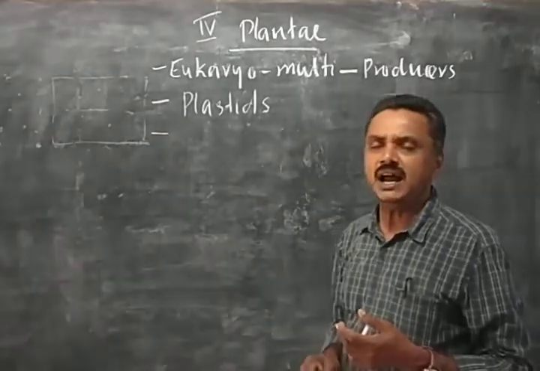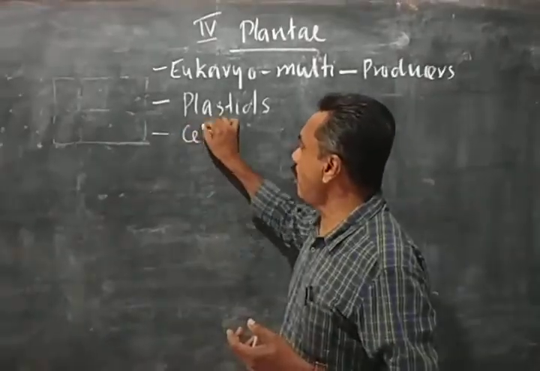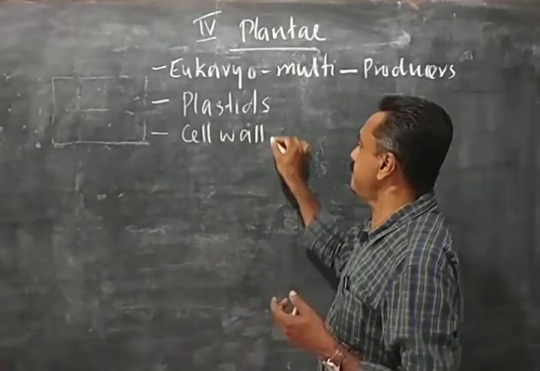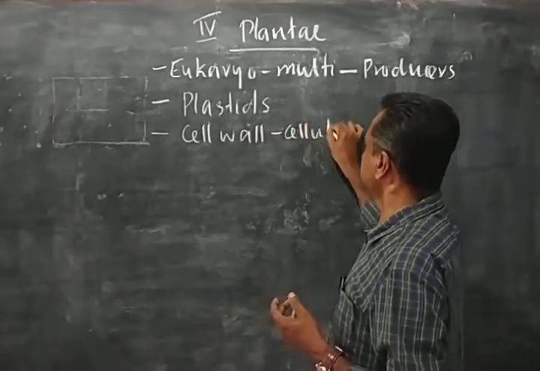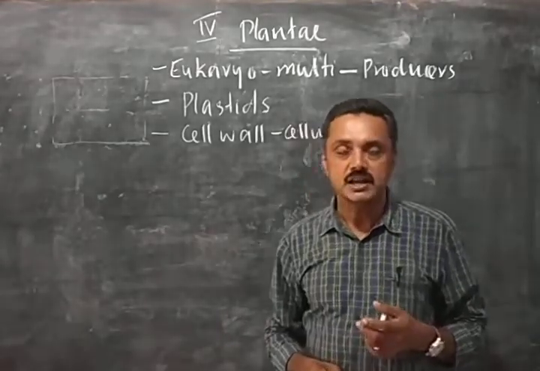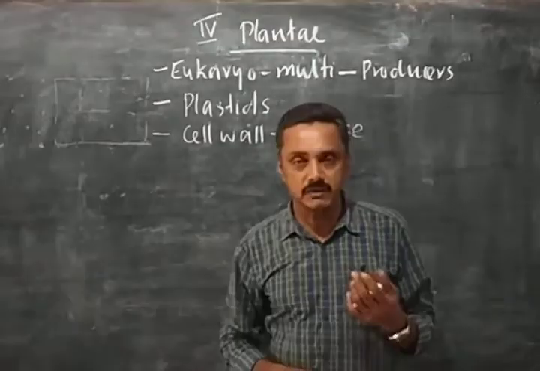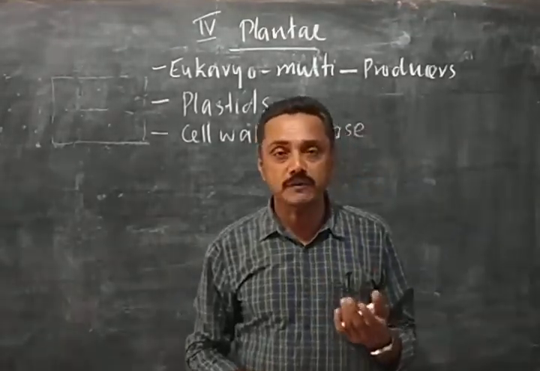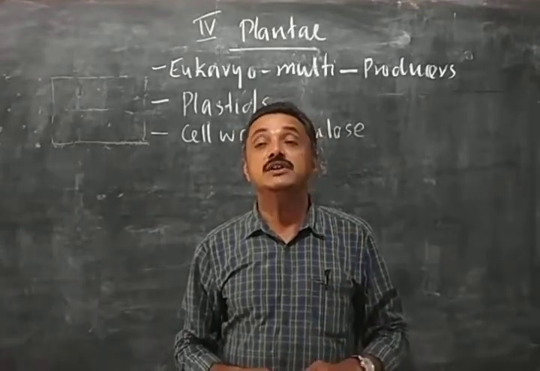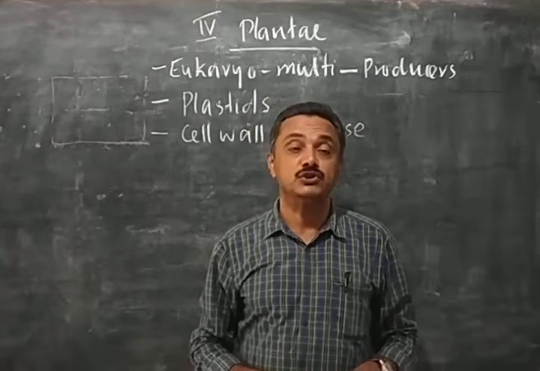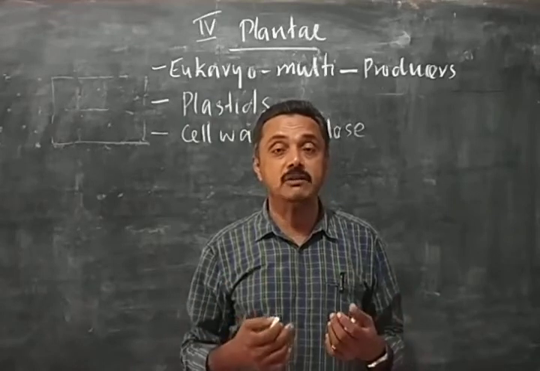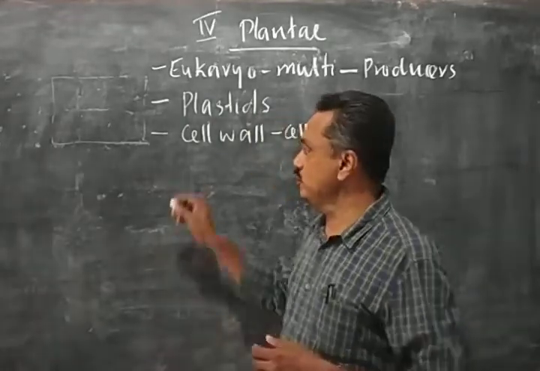Then the cell is covered by a thick cell wall, which is made up of cellulose. In fungi, you know, the cell wall is made up of chitin. Similarly, every plant cell is covered by a cell wall. The outermost covering of the plant cell is the cell wall, made up of a substance called cellulose. That is very important in plants, so the cell is very strong in the plant body compared to the animal body, because the cell is covered by a cell wall made up of cellulose.